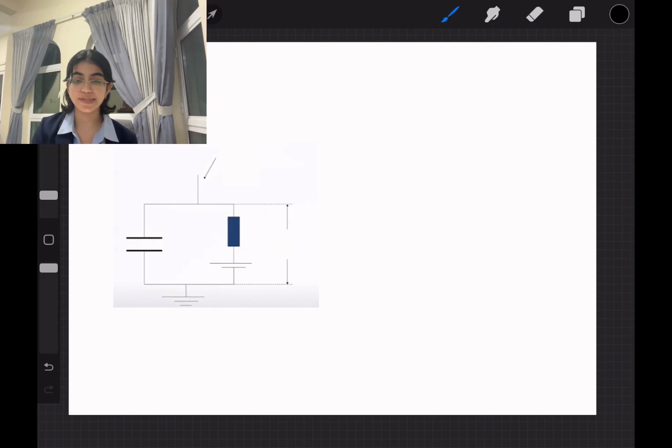Hello, my name is Nishka Shah, and today I'll be delving into the Hodgkin-Huxley model. The brain is a complicated yet fascinating organ that controls our thoughts, emotions, and the processes in our body. But how does it do all of this?